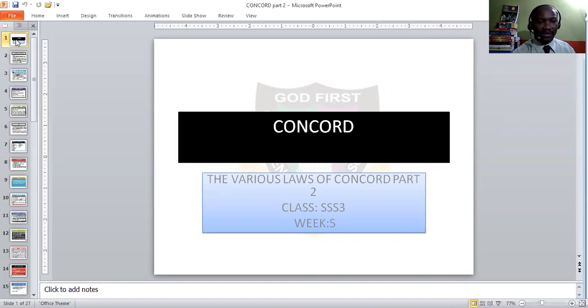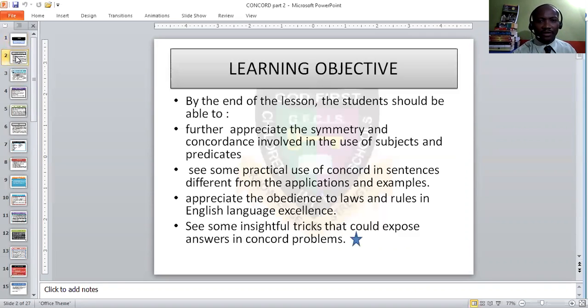Week 5 is on discourse. So what are we going to learn today? By the end of this lesson, you students should be able to further appreciate the symmetry, the concordance involved in the use of subjects and predicates, like we saw earlier on. You would also see some practical use of Concord in sentences, different from the applications and the examples. Like I told you, when you serve a good meal, you may have meat as the main meat, but there are other smaller things there, like fish, which I'm going to give you to benefit right here.